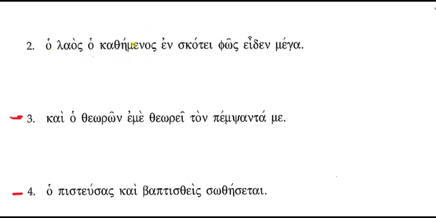What kind of position is that? Article, noun, article, modifier. Isn't that an attributive position? The man, the good, is the good man, right? You guys remember your attributive positions? First attributive is when the article is followed by the adjective and then the noun, right? So article, adjective, noun. We just did this a little while ago.